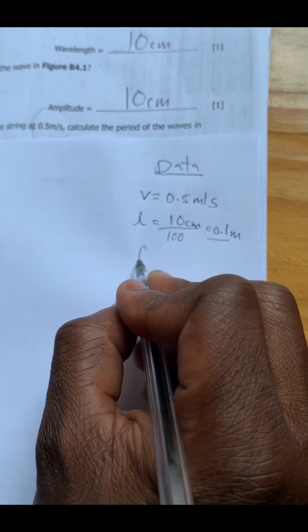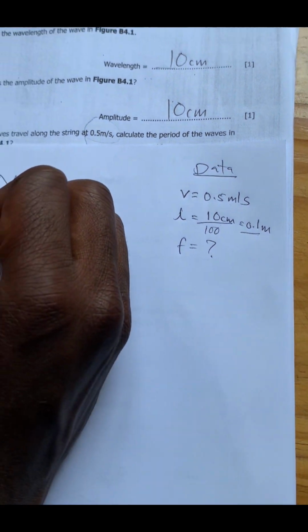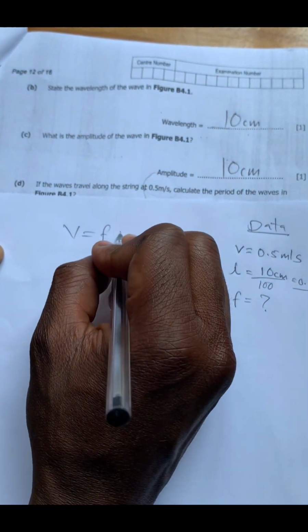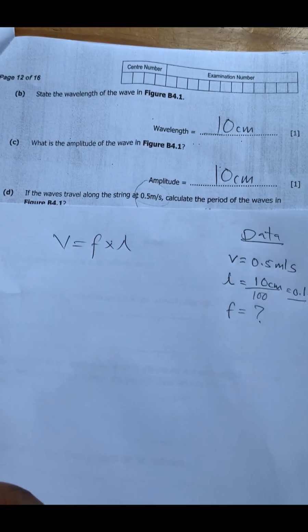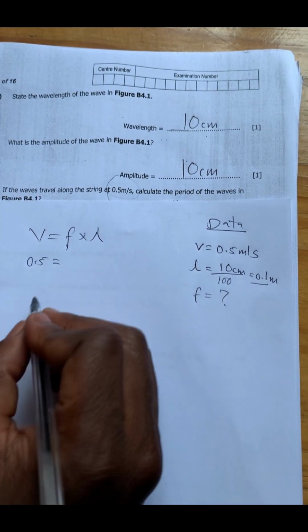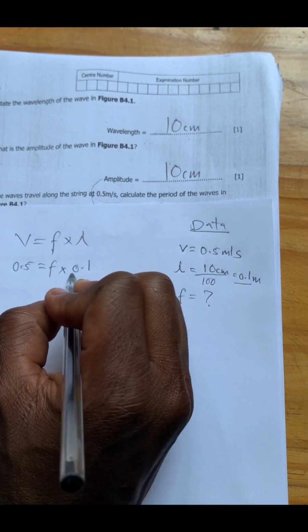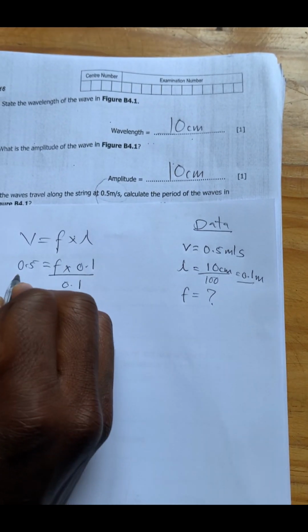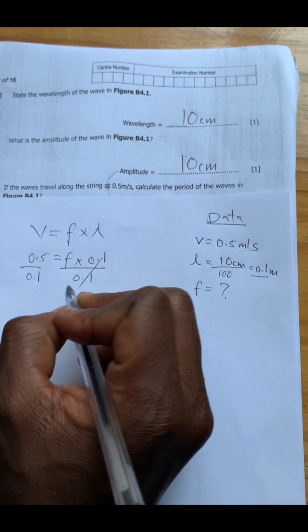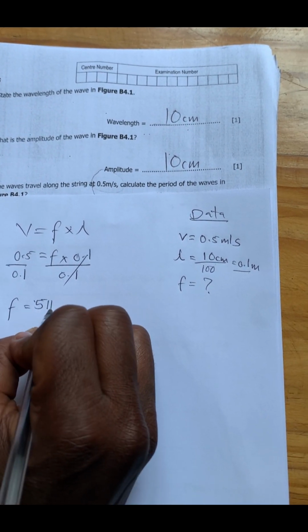All right, do we have the frequency? We don't have. So we say speed is equal to frequency times wavelength. What is the speed? We say 0.5. What is the frequency? It is the one we want to find. Wavelength we found 0.1. So you say over 0.1, over 0.1. Therefore, frequency is equal to 5 Hz.